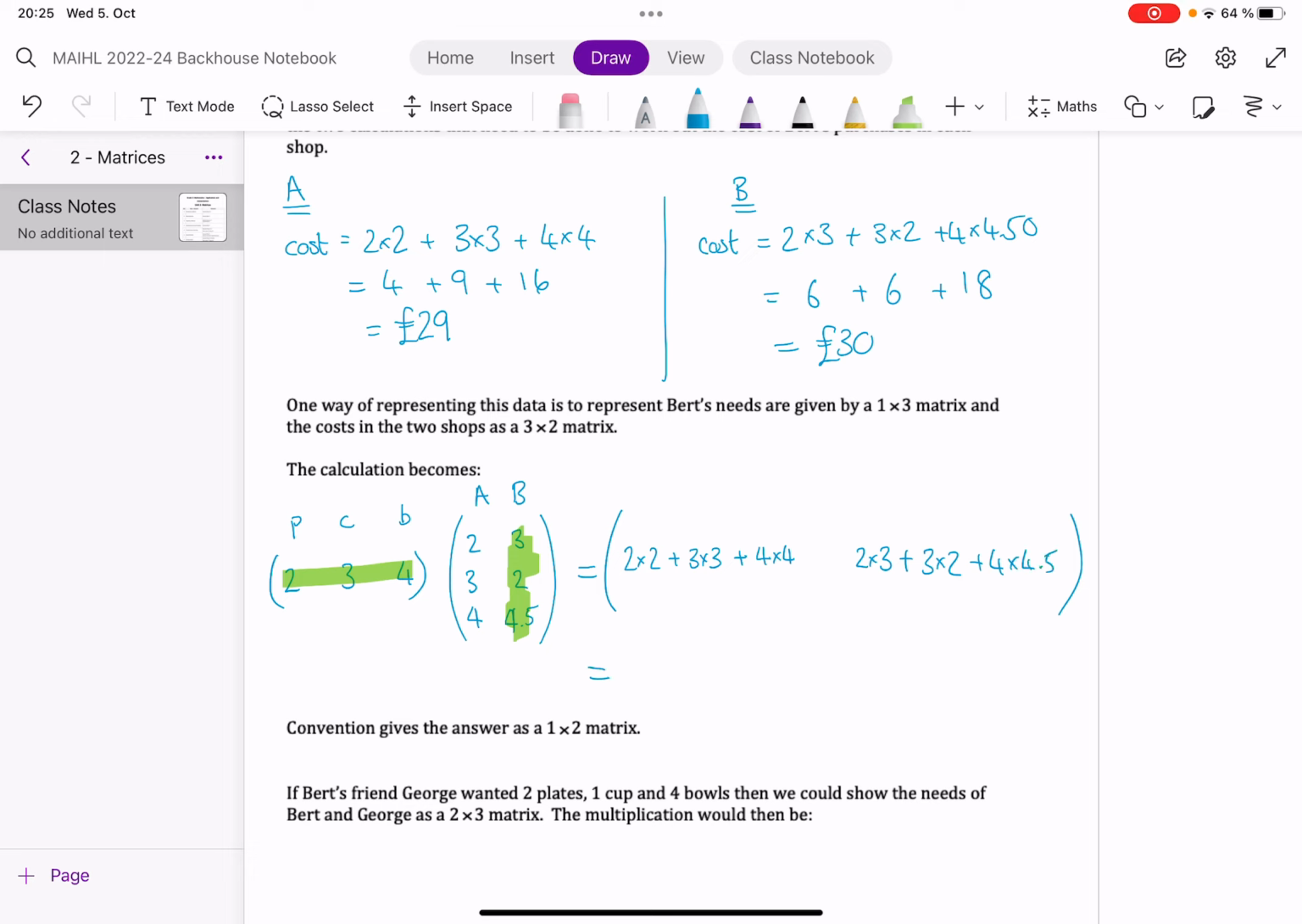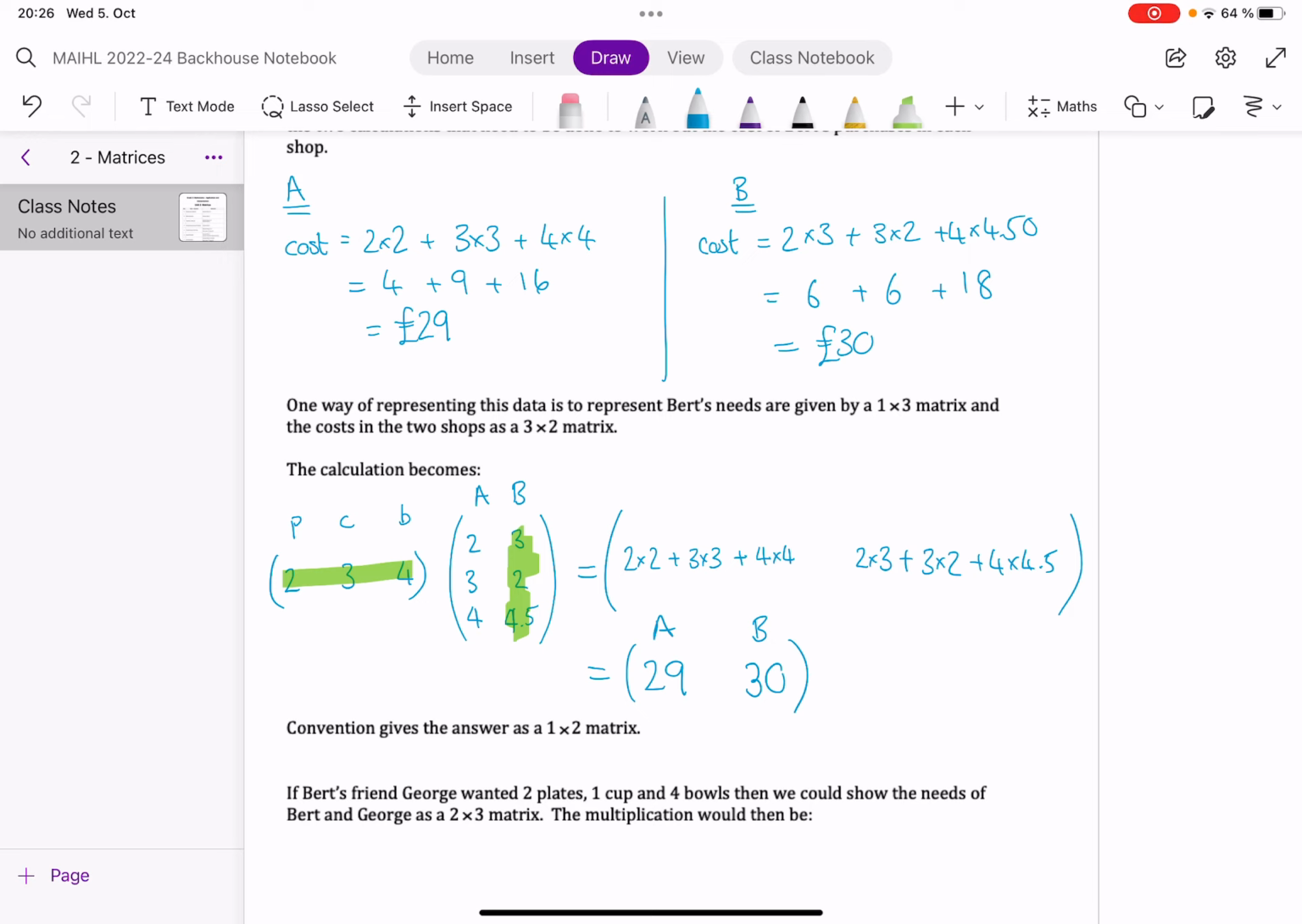Okay, and of course we can simplify each of those. So 2 times 2 plus 3 times 3 plus 4 times 4 is 29. And then the other one comes to 30. Okay, and then that would give us the total cost. So that is shop A. That's shop B.